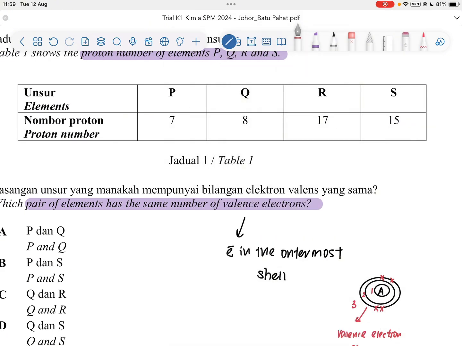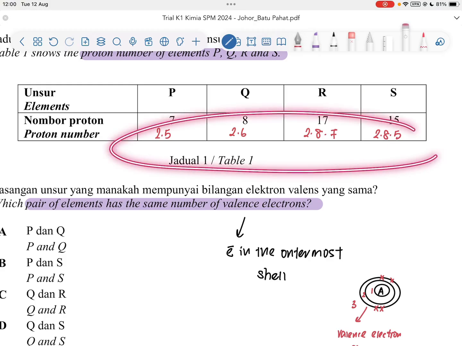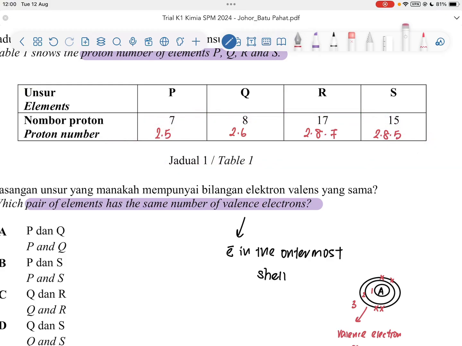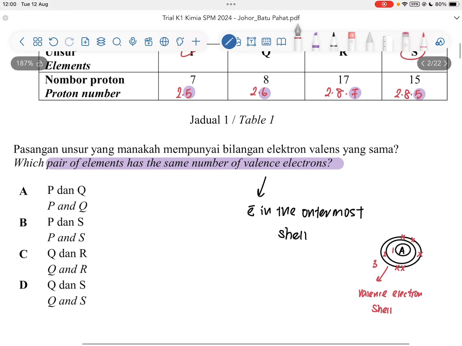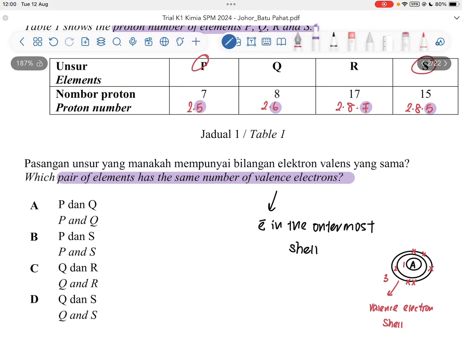I will just write the electron arrangement for each element. For P it is 2.5, for Q it is 2.6, R is 2.8.7, and S is 2.8.5. This is the standard electron arrangement that we should write if the questions ask us to do so. The only number we should observe is the last number, which is 5, 6, 7, 5. So definitely the elements that have the same number of valence electrons will be P and S, because they both have 5 electrons in the outermost shell. So the answer will be B, P and S.